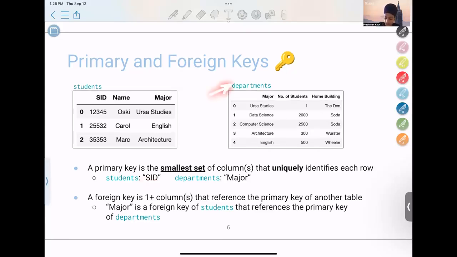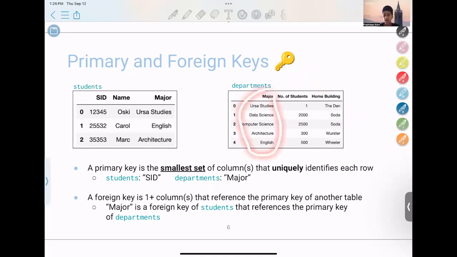Then for the departments data frame right here, we're looking at a data frame that shows all the different major departments at Berkeley. The smallest set of columns that uniquely identifies each row in this case would be the major column because each major only has one row in this data frame. We don't have two rows for any major. The number of students could be the same for two different majors. The home building could be the same for two different majors, like data science and CS are both in SODA, right? So both of these could not be the primary key on their own, at least.